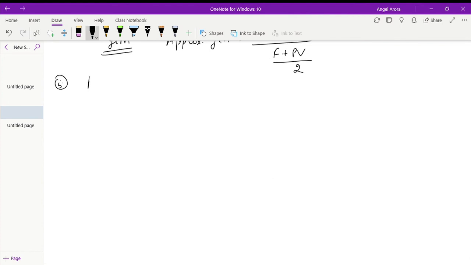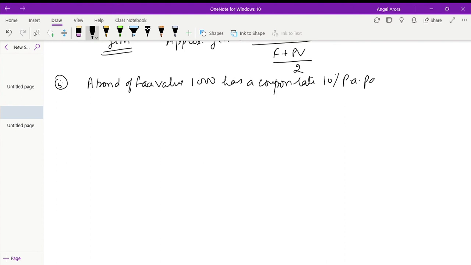A bond of face value 1000 has a coupon rate of 10% per annum, paid semi-annually. Paid semi-annually means half yearly, and matures in 4 years. So n is equal to 4 years. So if the present value of the bond is 1140, then find yield to maturity. So using this formula, we will calculate yield to maturity.